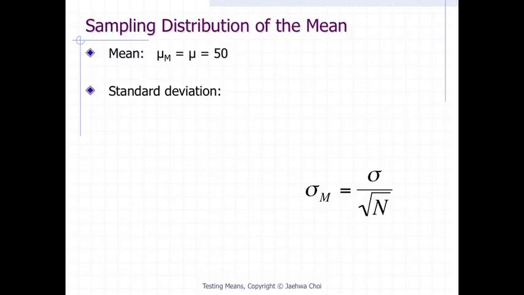The first step is to determine the sampling distribution of the mean. As shown in an earlier section, the mean of the sampling distribution of the mean is equal to the population mean, which is, in this example, 50. The standard deviation of the sampling distribution of the mean, also known as the standard error of the mean, is equal to the population standard deviation divided by the square root of n.